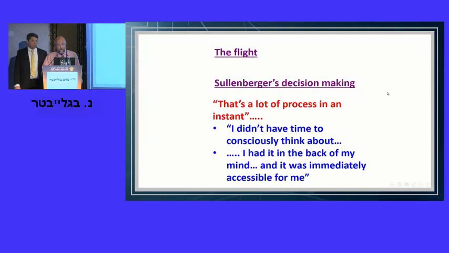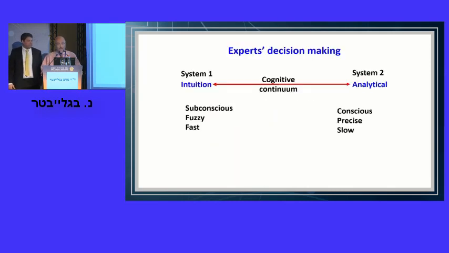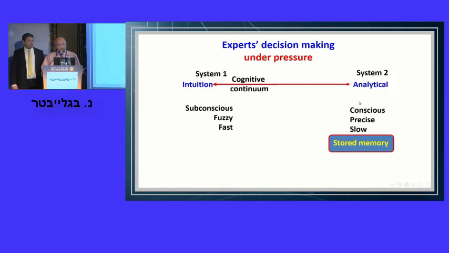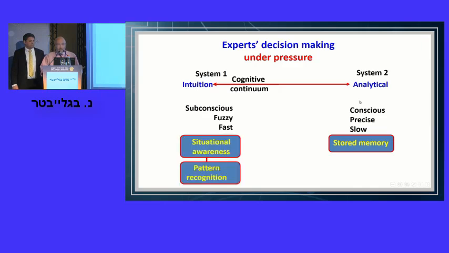So what he said is, I didn't have time to consciously think about it, but I had it in the back of my mind. I have experience. I have pattern recognition. I'm aware of the situation, and it was immediately accessible to me. So when an expert is making his decision, he is on that cognitive continuum between system 1 intuition and system 2 analytical, and what happens when he makes his decision under pressure? Under pressure, we tend to move more to system 1, but the system 1 of the expert is different.